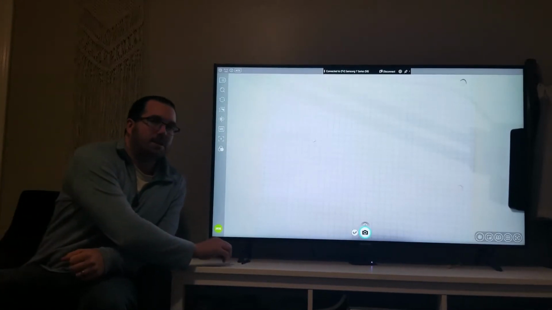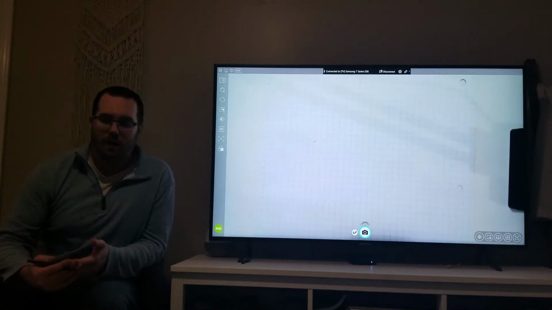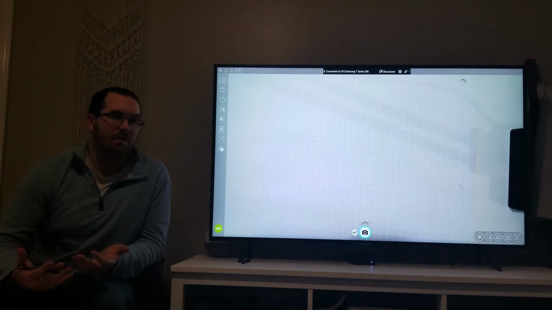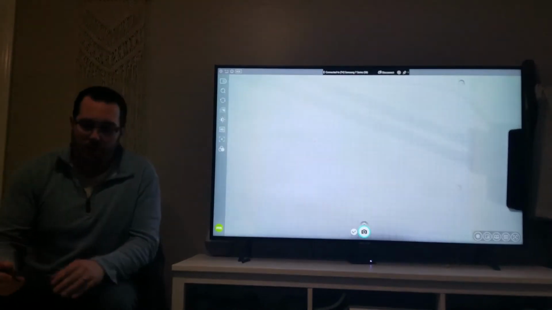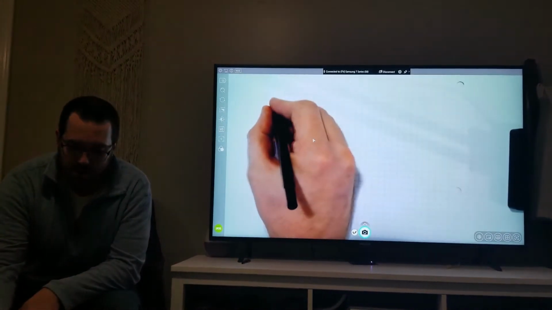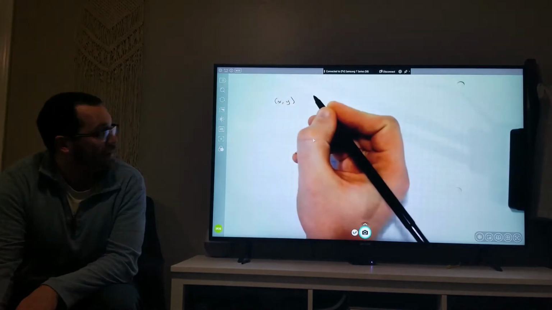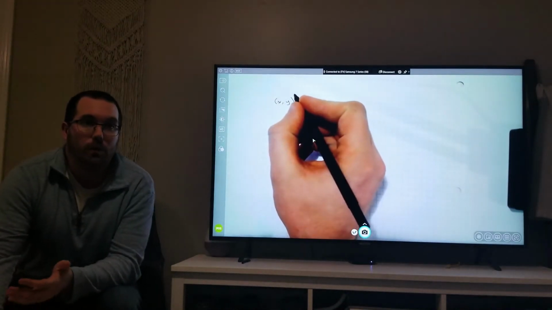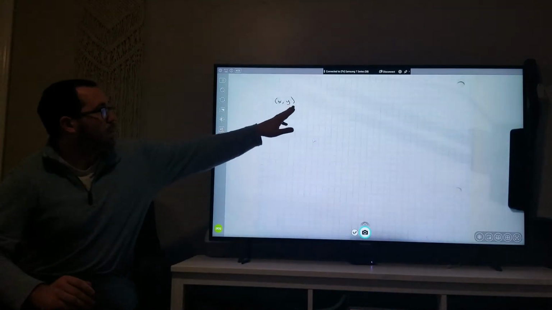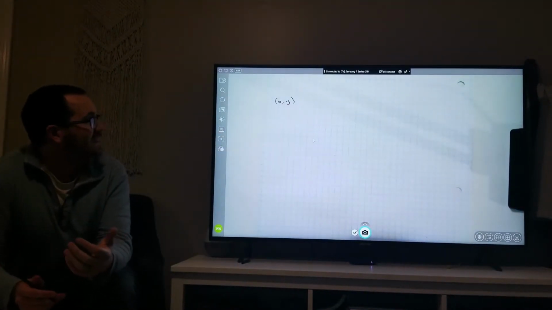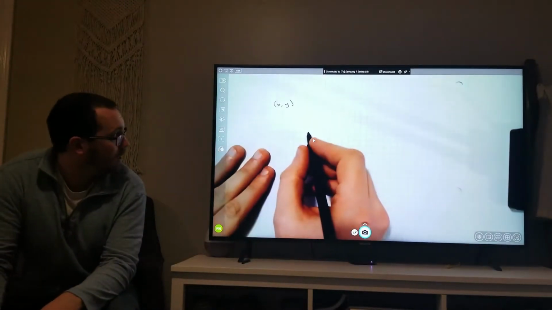So earlier this year, we talked about an ordered pair. An ordered pair is an x and a y value that tells us where a point is on a grid or on a graph. So we talked about having an x value followed by a y value, and that is going to be our ordered pair. Now these two values, both x and y, are going to tell us where a location is on a grid. So let's draw a quick grid here.